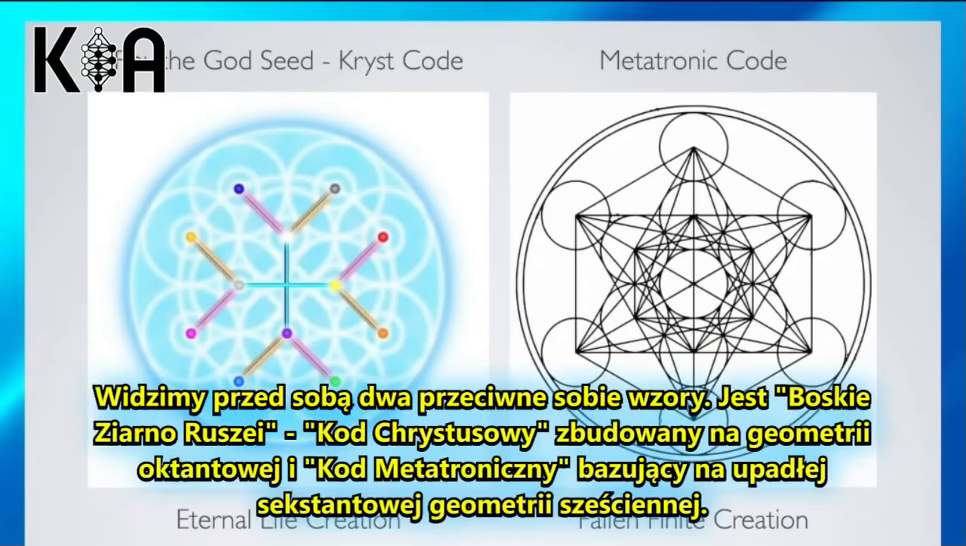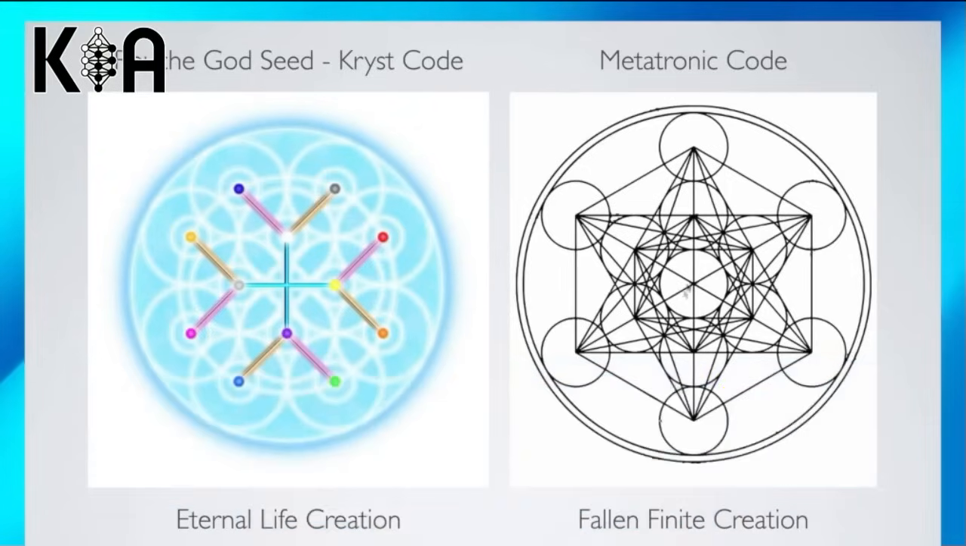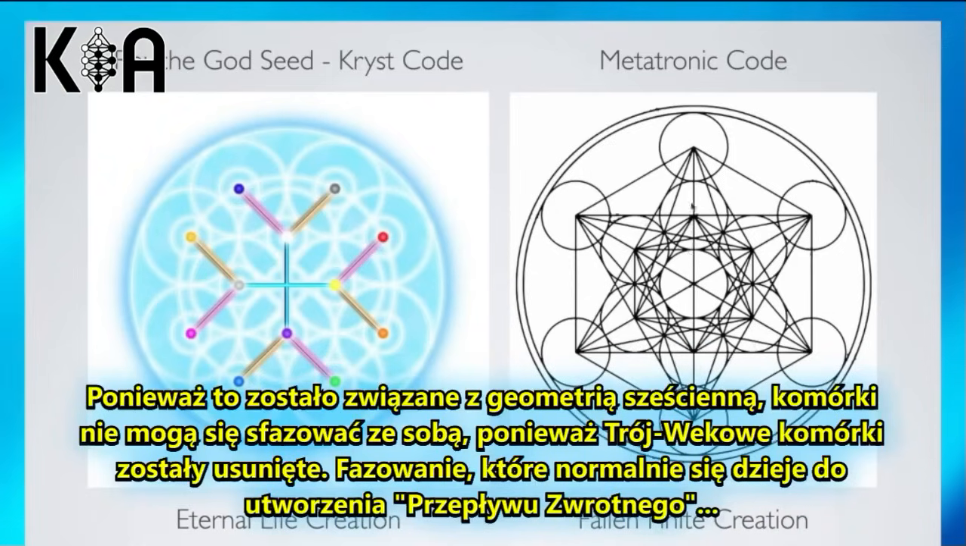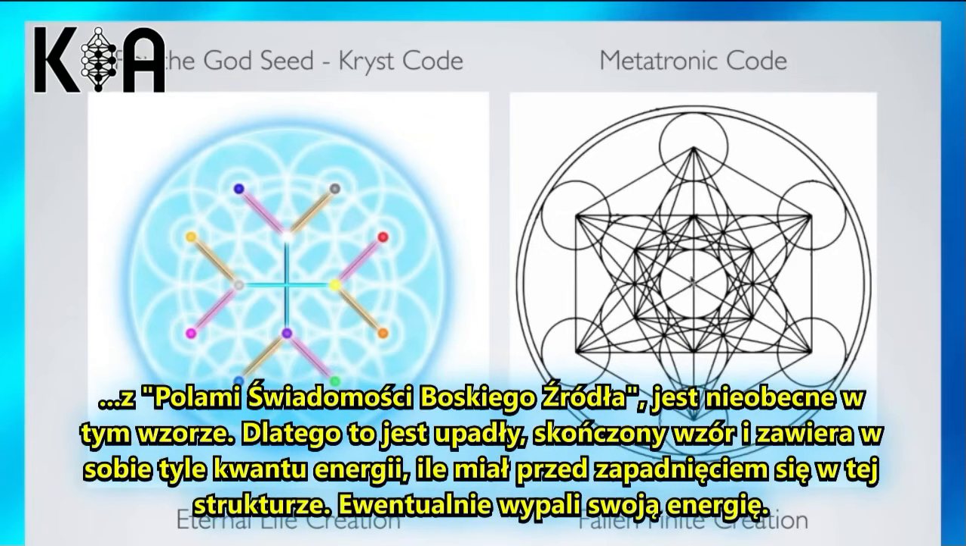Okay, so here we can see both of the opposing templates side by side. You've got the Ruche Godseed Christ code based on octant geometry, and you've got the Metatronic code based on fallen sextant hex geometry. Basically what happens is, because this has now been changed into a hex geometry, the cells can no longer phase together because the Triveca phase cells are no longer there. So the phasing that normally takes place to create the backflow return with God's source consciousness field can no longer take place in this template. So therefore this becomes a fallen finite template, and it only has the quantum of energy in it at the point when it became fallen in this structure.